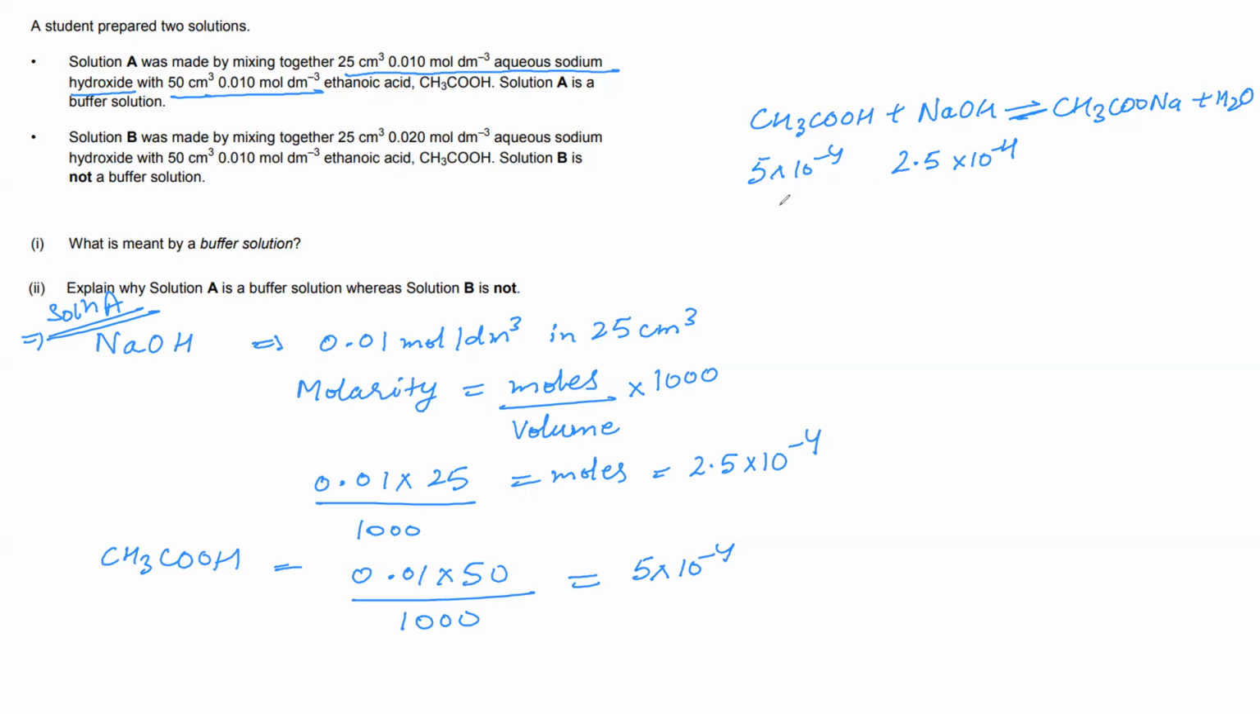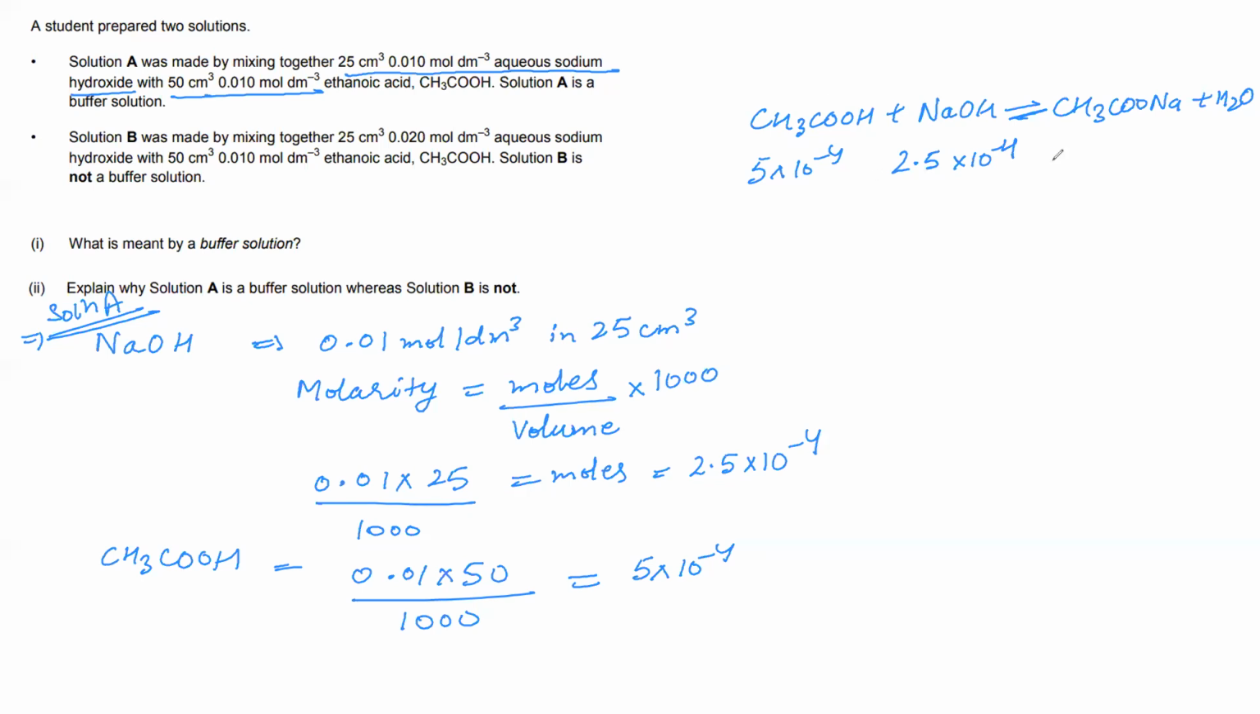Basically, if I need to simplify it, you can simply say there are 5 of the acetic acid and 2.5 of the sodium hydroxide. So out of these, only 2.5 will react. So here you will still have 2.5 left and here you just have 0 left. Okay.